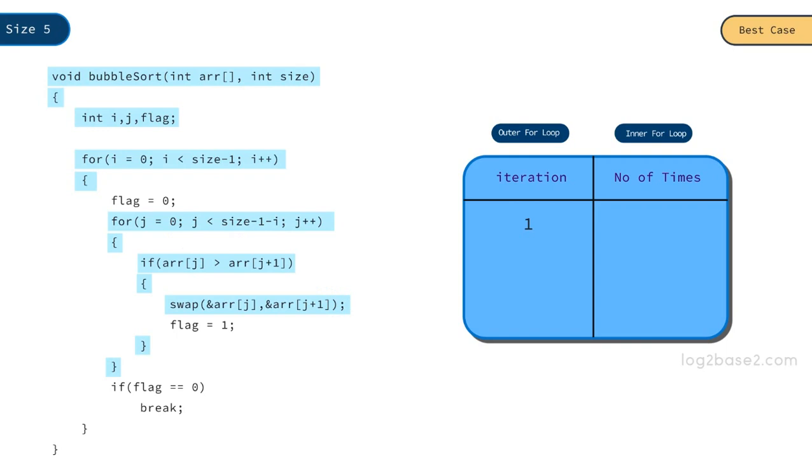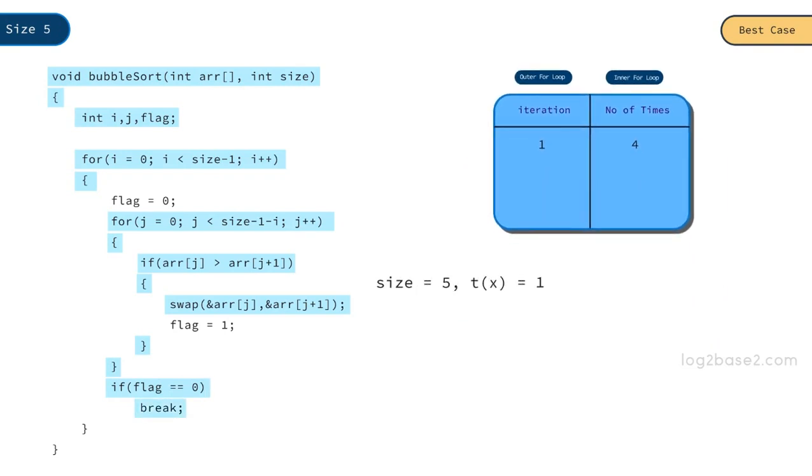But in no iteration, the if will become true. So no swap operation will take place, so flag will not be set to 1. And when we check the flag value, it is still the same, so we can understand we have already sorted elements, so break out of the loop. So for size equal to 5, we had 4 iterations, that is size minus 1 iterations. And if size is equal to n, then we will have n minus 1 iterations. And n minus 1 and n are polynomially the same, so the best case time complexity is order of n.